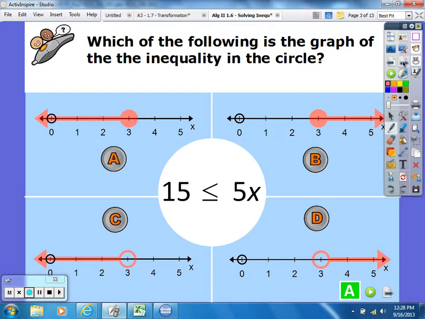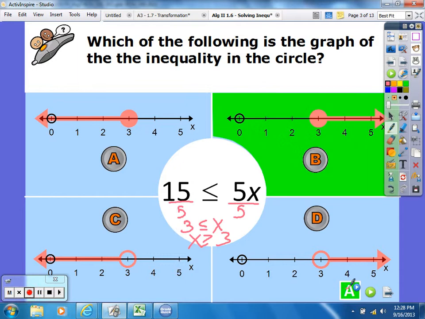So I'm going to go ahead and solve this. I'm going to divide both sides by 5. So I get 3, and I get the x. Now, do I ever like my x to be on the right side? I don't. I like it on the left side. So I'm going to switch the x, I'm going to switch the 3, and if I switch them, I have to switch the sign also. So x is greater than or equal to 3, which gives me the answer C. Make sense?